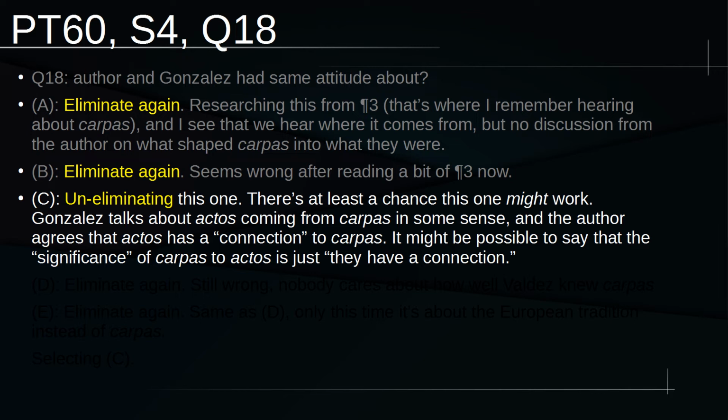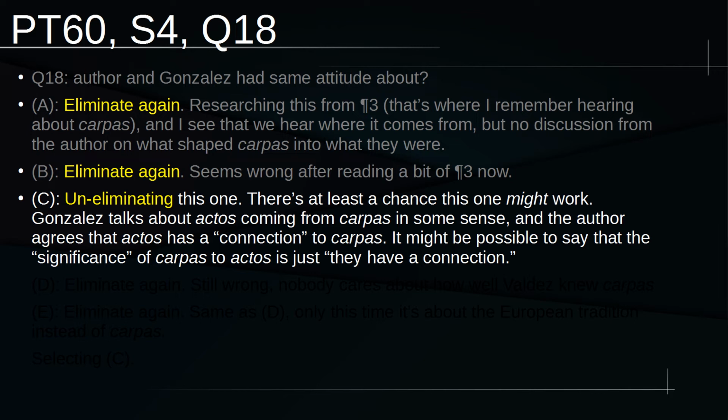And the author does agree that Octos at least has a connection to Karpas. It might be possible to say that the significance of Karpas to Octos is merely that they have a connection. I mean, it's not comfortable to me. I feel like that's not the best way to put anything. If you think something has significance, express the significance. Technically, yes, just having a mere connection and nothing beyond that is a level of significance, but that's just not the way I would express it personally. So I think it's a stretch to me personally.